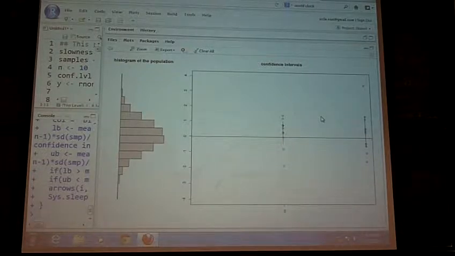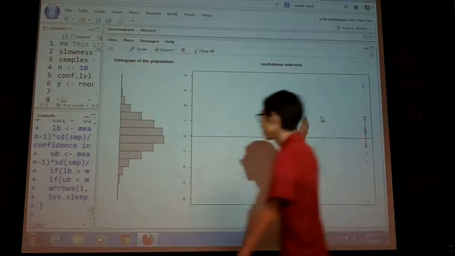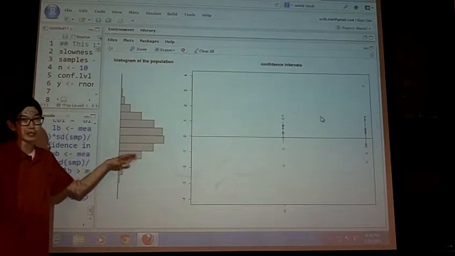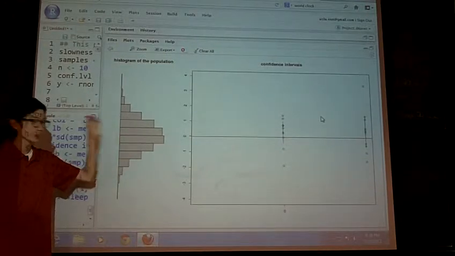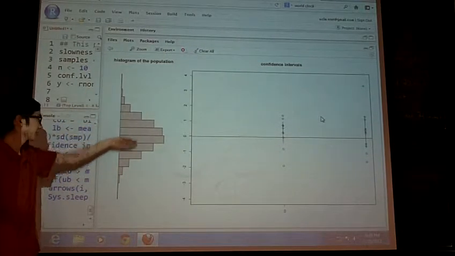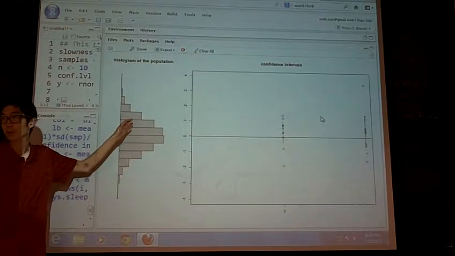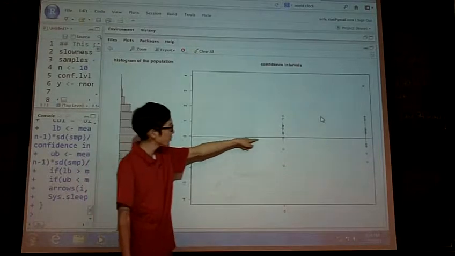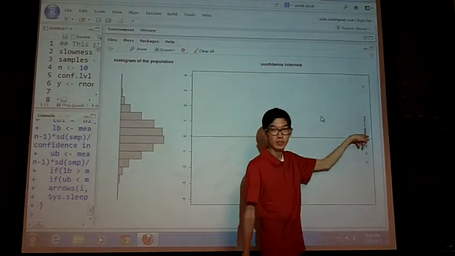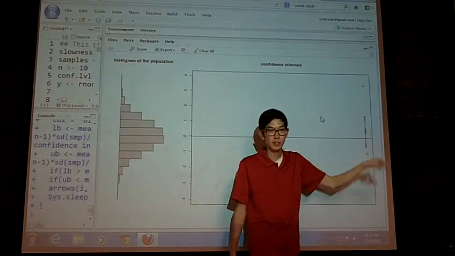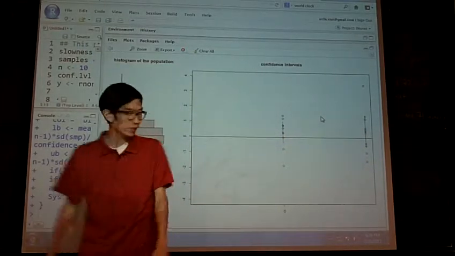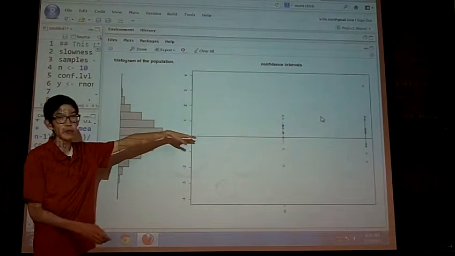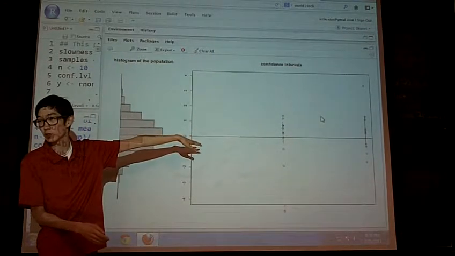Okay, so just ignore this part for a second. This is a histogram of the population, just on its side here. It represents the population, a normal distribution. And this line right here represents the mean of the population. This is the true mean of the population, but when we're taking a sample, we actually don't know the value of the true mean of the population.